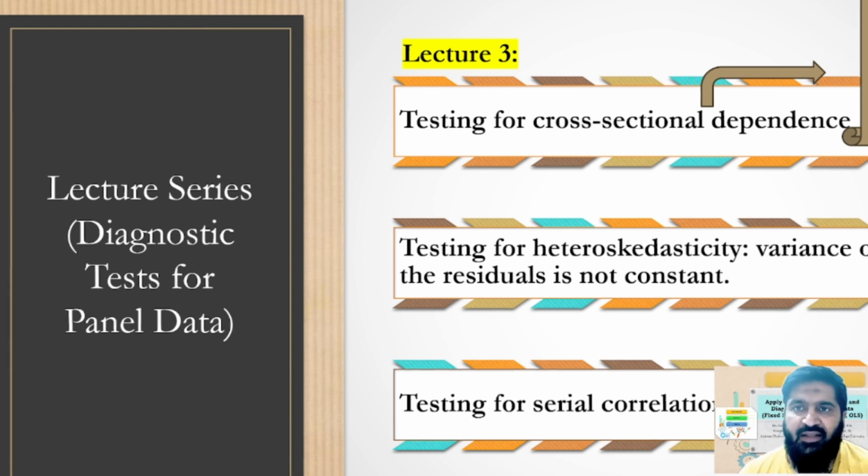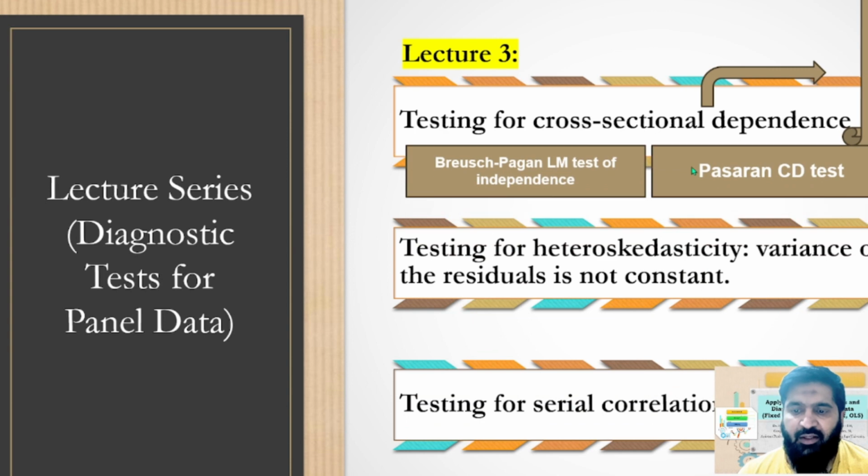So it means that maybe in our data we can observe the concern related to cross-sectional dependence. For applying the cross-sectional dependence test, we are going to talk about two major tests. First of all, we will talk about the Breusch-Pagan Lagrange multiplier test of independence. Secondly, we will talk about the Pesaran CD test.